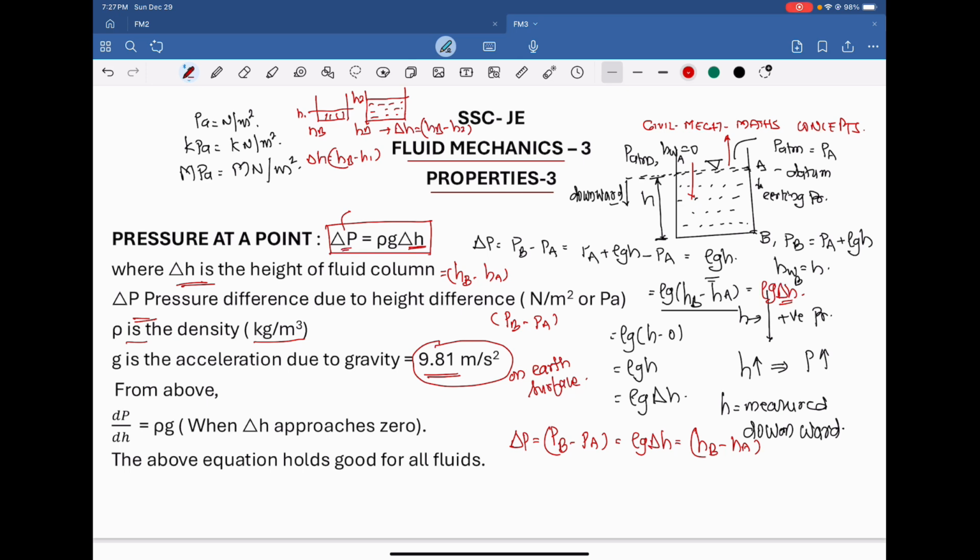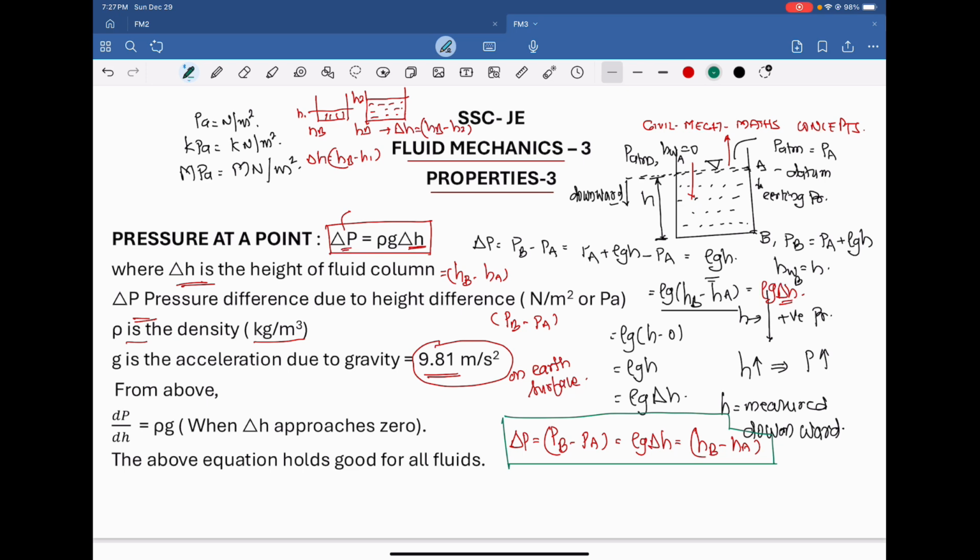Why am I giving much importance to this notation? Because the sign notation is very, very important in understanding the mechanics. Let it be classical mechanics, let it be machine design, let it be mechanics of materials, let it be fluid mechanics. Wherever mechanics is involved, the sign notation, sign convention is very important. Now, delta P is equal to rho G into delta H.